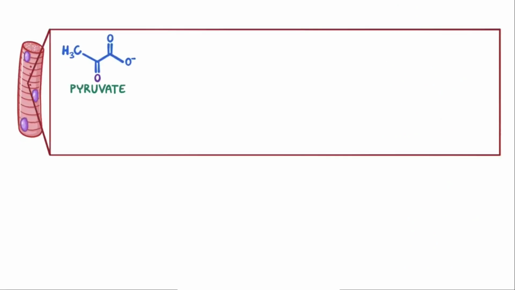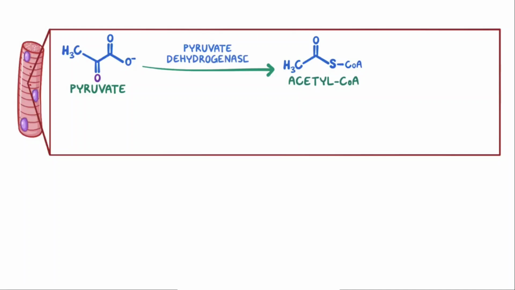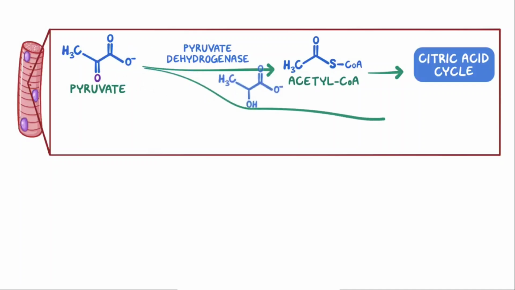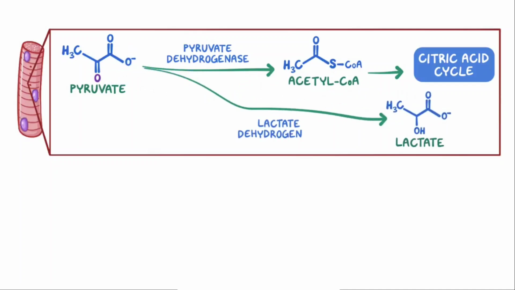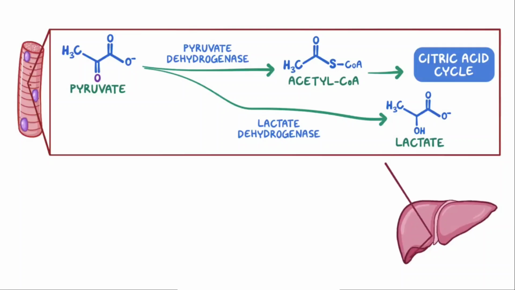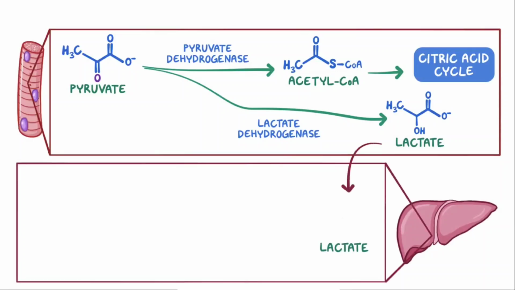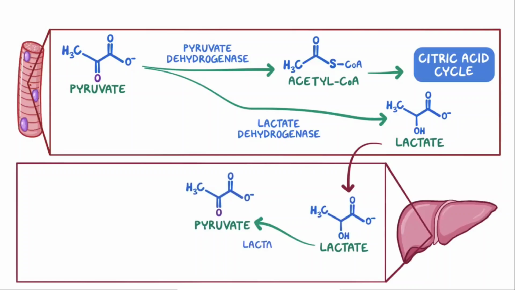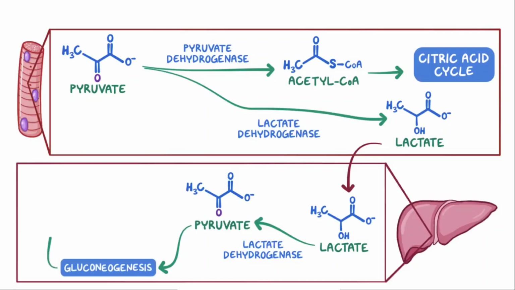Now pyruvate has two options. First, it can be converted into acetyl-CoA by pyruvate dehydrogenase in the muscle cell, and then the acetyl-CoA can enter the citric acid cycle. Second, pyruvate can be converted to lactate by lactate dehydrogenase, and lactate can then travel to the liver. Because this is a reversible reaction, lactate can be reconverted back to pyruvate in the liver by lactate dehydrogenase as well. Within the liver, pyruvate can enter gluconeogenesis and help form a new glucose molecule.